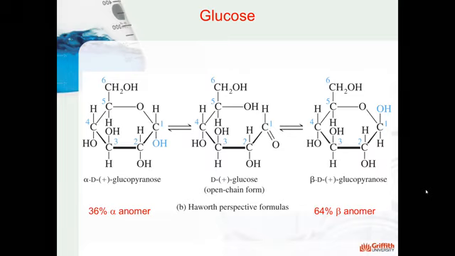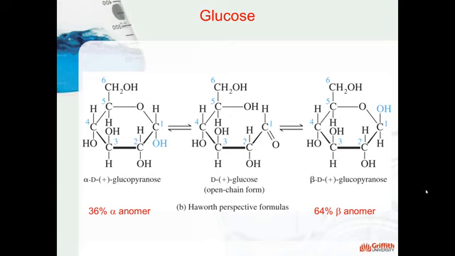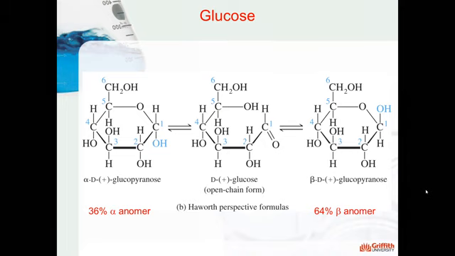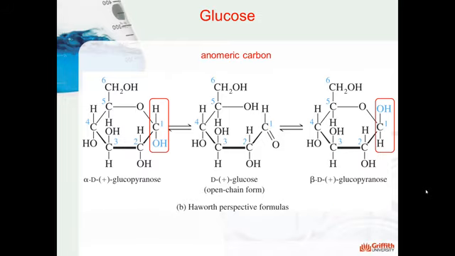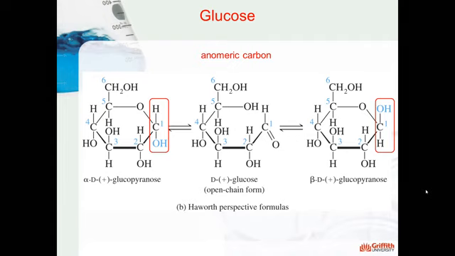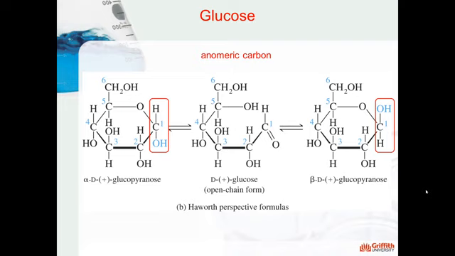During mutarotation, the two cyclic forms convert into each other through the open chain form. The resulting equilibrium is that 36% of molecules are in the alpha pyranose form, 64% in the beta pyranose form, and only trace amounts of the open chain form. The cyclic forms only differ in the stereo arrangement of the carbon involved in the mutarotation, which is carbon number 1. This carbon atom is called the anomeric carbon.